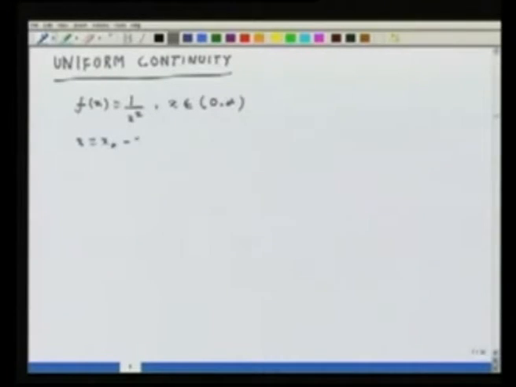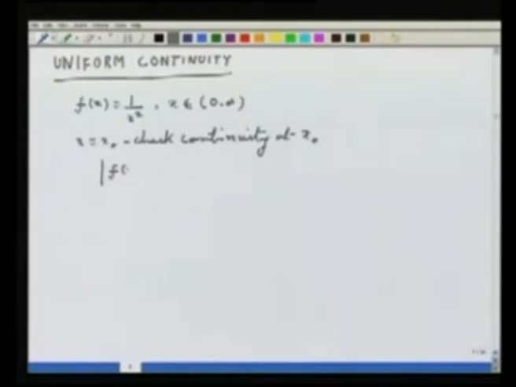to check continuity at x naught. So how are you going to go about this problem? I first look at the quantity f(x) minus f(x naught), and then I just write down the definition of f.